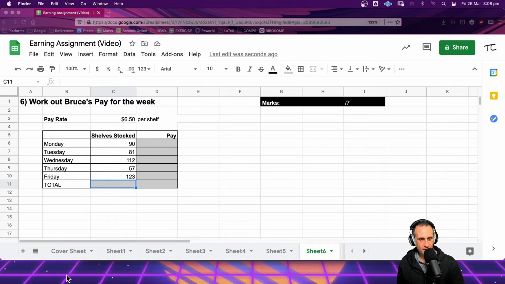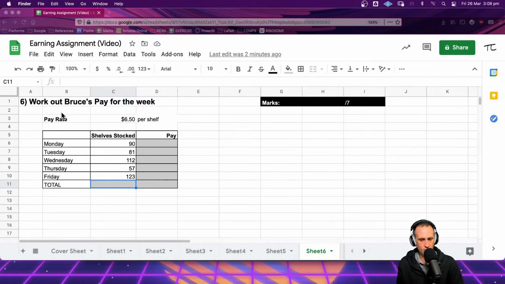Hey, welcome back, class. This week we're continuing on with our earning assignment, which we're doing in Google Sheets, in Google Classroom. And remember what we're doing here, we're trying to work out some ways that we can add up numbers, multiply numbers, divide numbers in a sort of quick and easy way. And the key is to use some formulas in the spreadsheet. All right, so what's the first one?